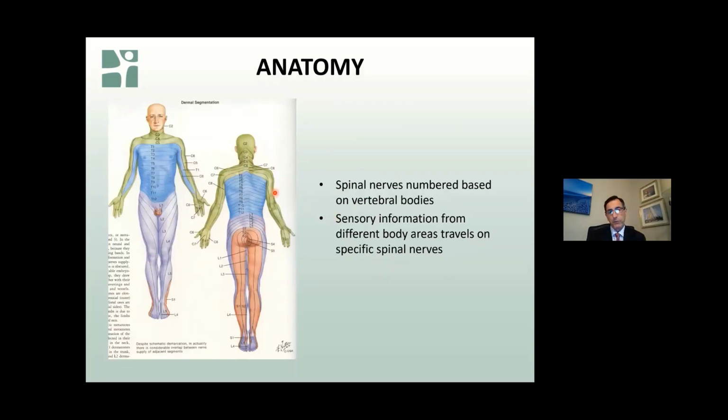The nerves are numbered based on the vertebral numbers. The L1 nerve comes out below the L1 bone, the L2 nerve comes out below the L2 bone, etc. Different spinal nerves go to different parts of the body. In the legs, which we're going to be talking about today, primarily it's L1, L2, L3, L4, L5, and S1 that are the nerves involved, which come out in the lumbar spine.